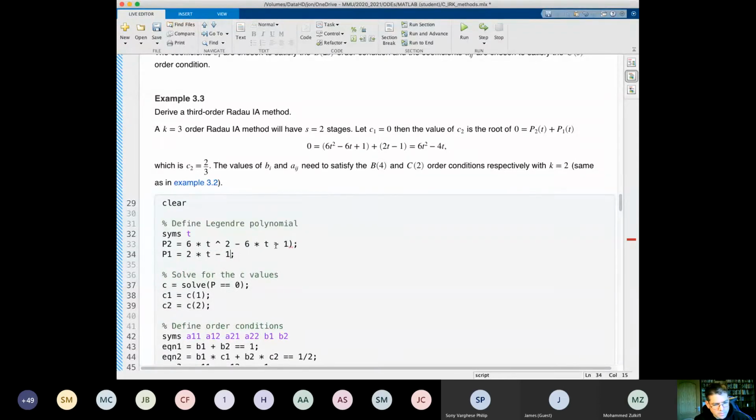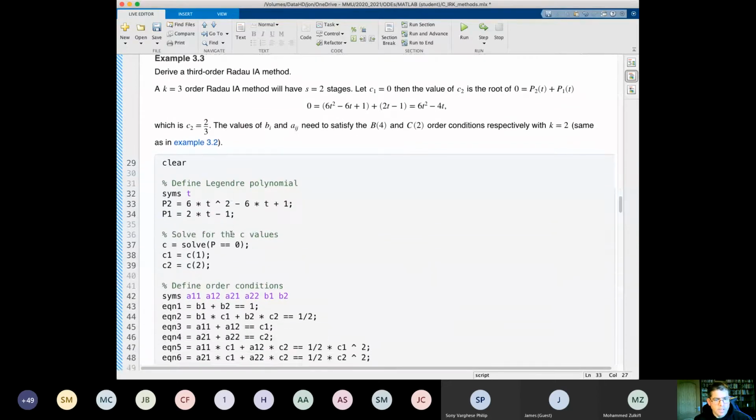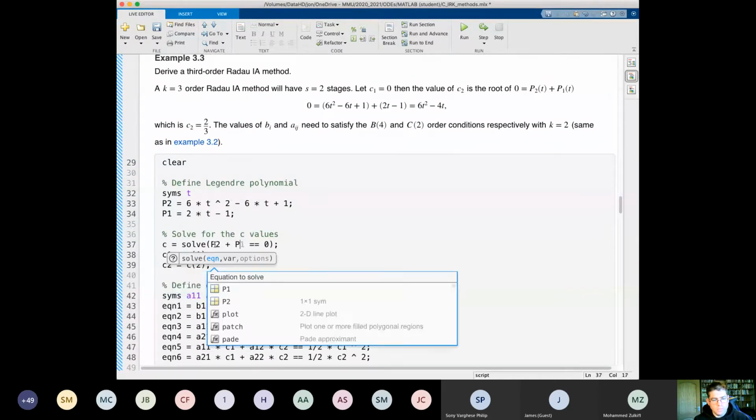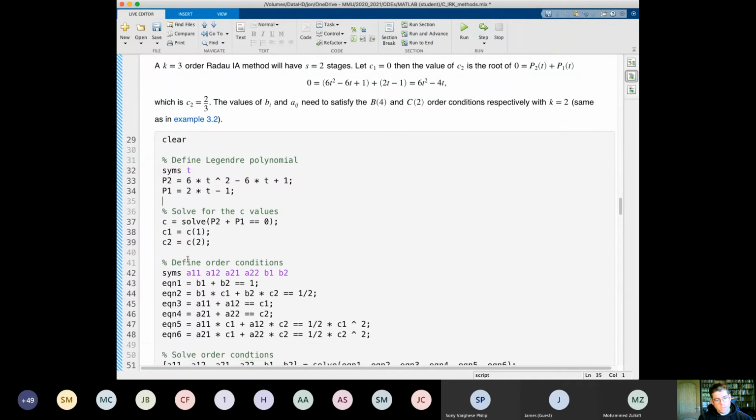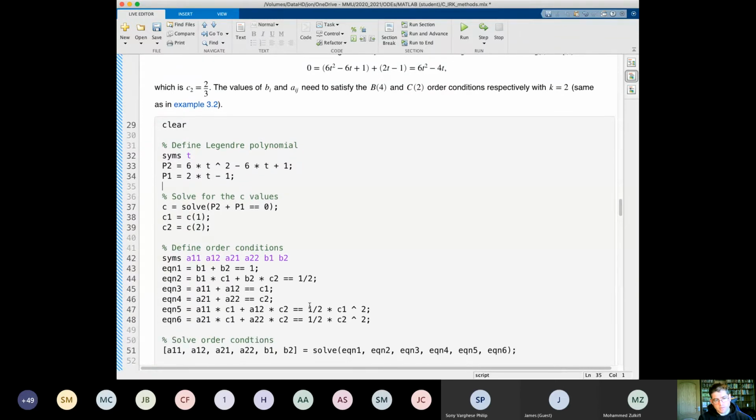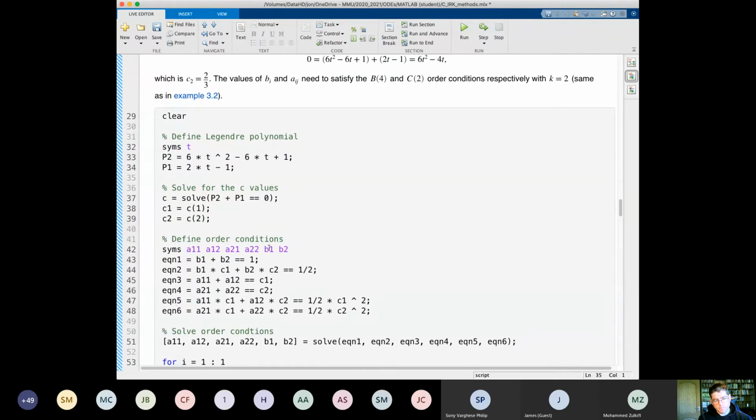Okay, just to be a bit more accurate. Here we need to solve P2 plus P1. That will give us our values of C1 and C2. And then we need to calculate the order conditions. This is exactly the same as it was before.